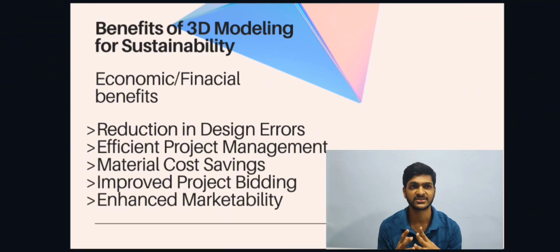So optimizing the materials that we use not only saves money but also promotes sustainable practices by reducing waste.